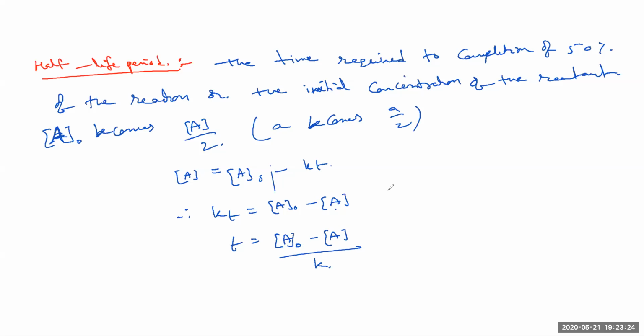This is this one. Now half-life period means, if t is equal to t half, then the A concentration is equal to A by 2, so that is A naught by 2. So take this formula from that equation 1 only. So t half is equal to, what is that?